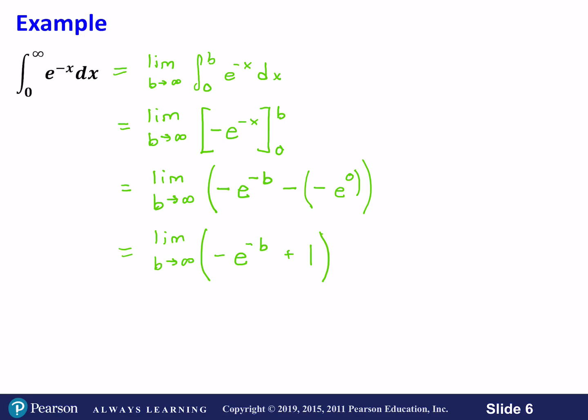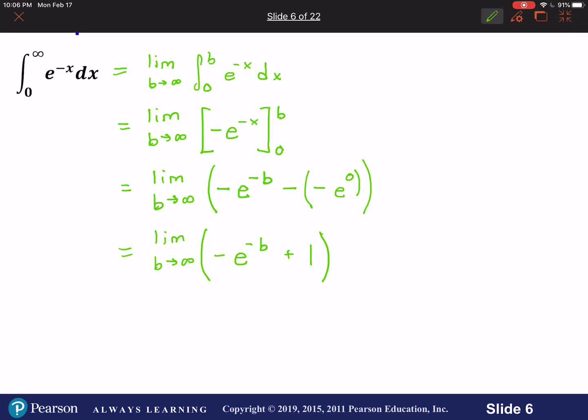All right, and so now here's where we have to be a little bit careful. We have to think about what the limit as b approaches infinity of negative e to the negative b is. Let me do this with a different color. Let's do blue. So negative e to the negative b is really equal to negative 1 over e to the b. And so if we think about what happens whenever we plug in infinity, this whole thing will approach 0 as b approaches infinity.